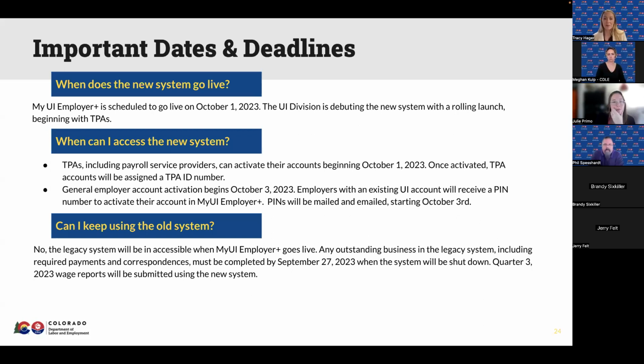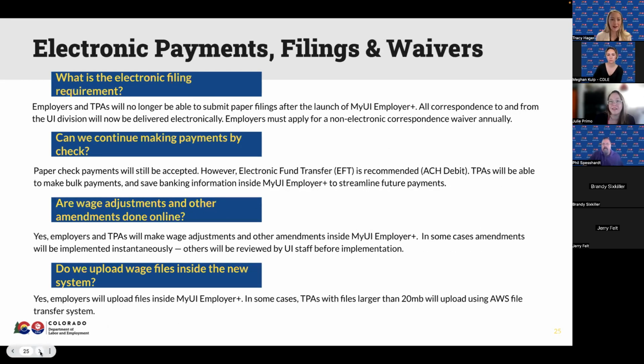So the final thought there is that your Q3 2023 wage reports should be filed in the new system, not the old system. I did see one question come in about if they have already filed in the old system. Julie, can you touch on that? Is there anything they need to do? All of that information will transfer over, right? Yep, all the information is going to transfer over. Okay, great. Next slide.